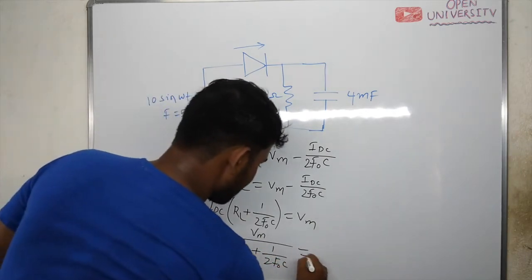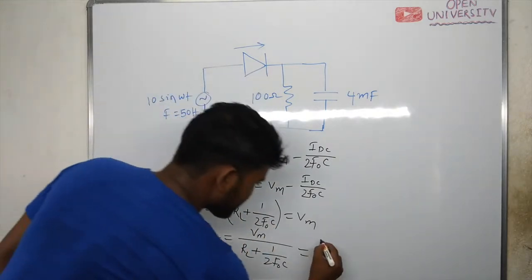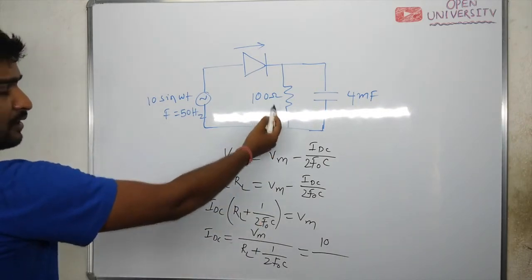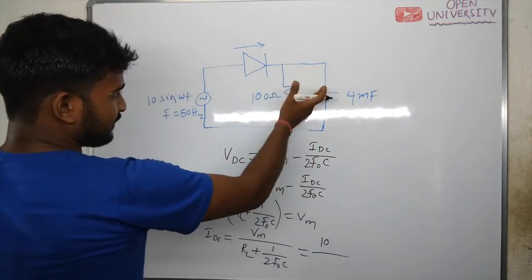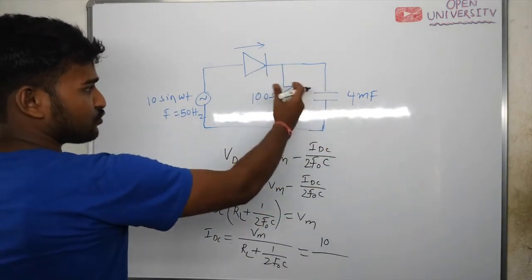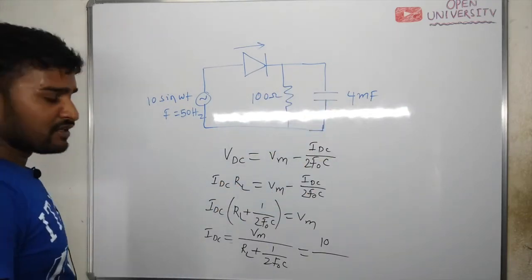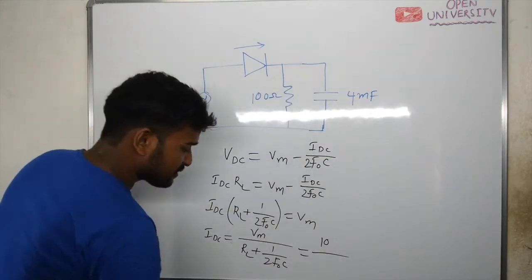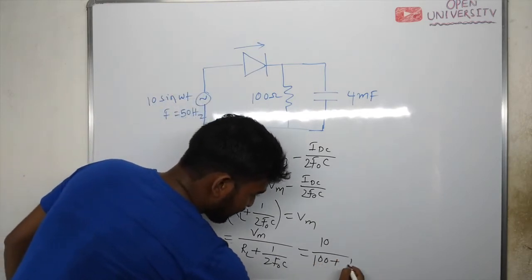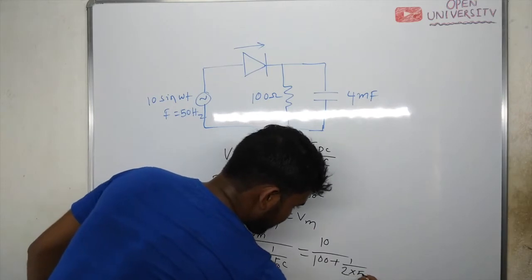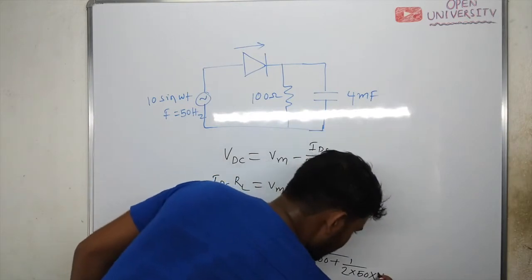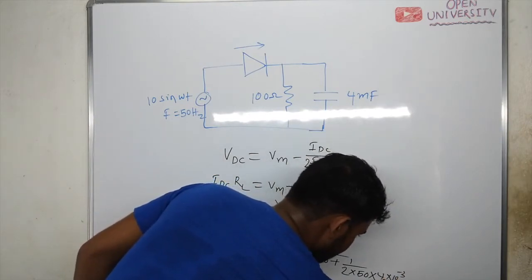If you substitute the values, what is Vm? Vm is 10, divided by what is the value of RL? RL is nothing but 100 ohm. You can interchange the positions in a parallel connection; you can interchange the resistance and capacitance, no problem. So this is your load resistance, that is 100 ohm. So 100 plus 1 by 2 into input frequency 50 hertz, into capacitance value 4 millifarad, so 4 into 10 power minus 3.